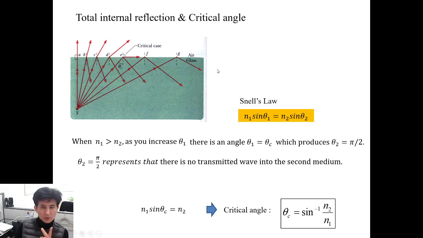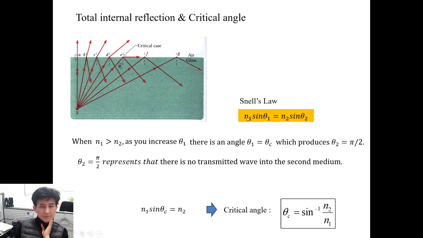There are two important concepts you need to remember. First one is critical angle. If you increase theta 1, the refractive index of, for example, this is water and this is air. The refractive index of air N2 becomes 1, and N1 is 1.3. If N2 is 1, sine theta 2 cannot be larger than 1.